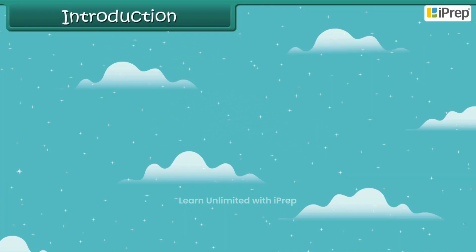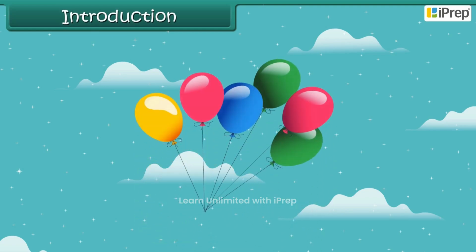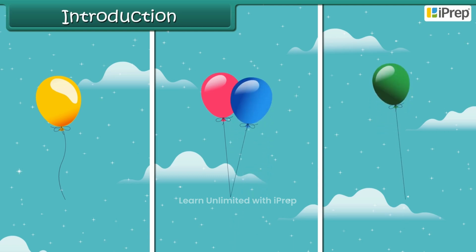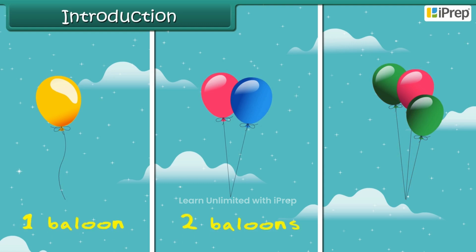Introduction. Count the number of balloons. 1, 2, 3, 4, 5, 6. It becomes easier when we count the balloons in small groups. There is 1 balloon in the first row, 2 balloons in the second row, and 3 balloons in the third row.